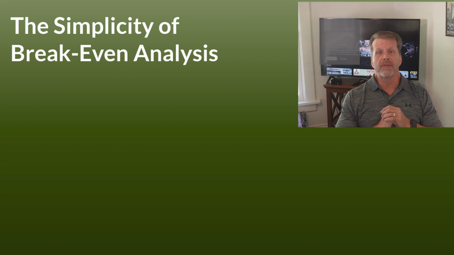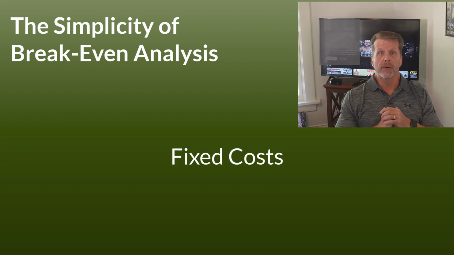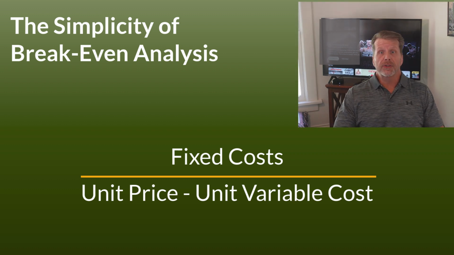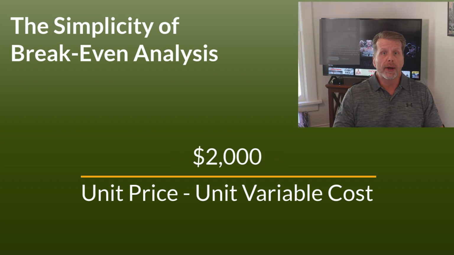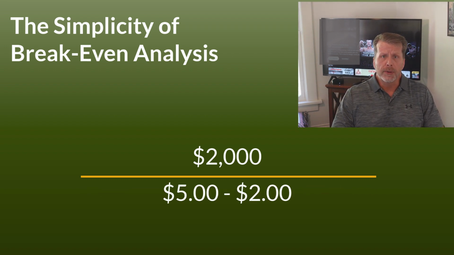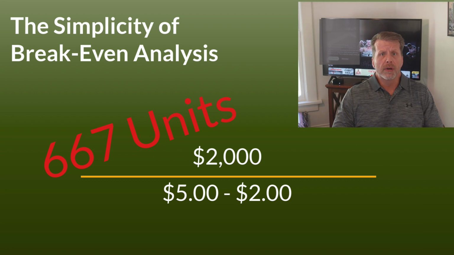Now let's break it down. How simple can break-even analysis be? Well, the formula is straightforward. Fixed cost divided by the difference between selling price per unit and the variable cost per unit. For example, if your fixed costs are $2,000, your selling price per unit is $5, your variable cost per unit is $2, your break-even point is 667 units. This means you need to sell 667 units to cover all your costs.